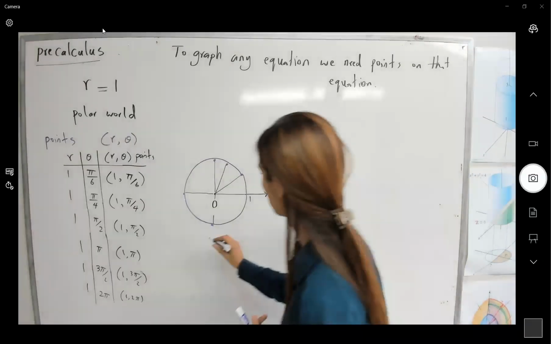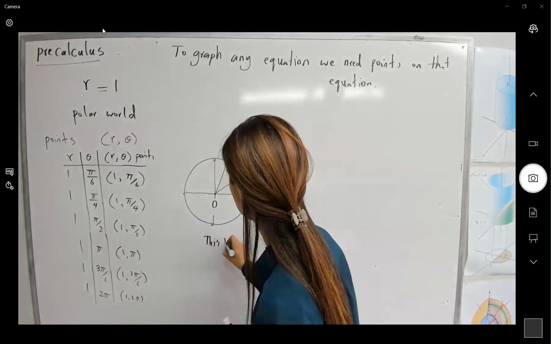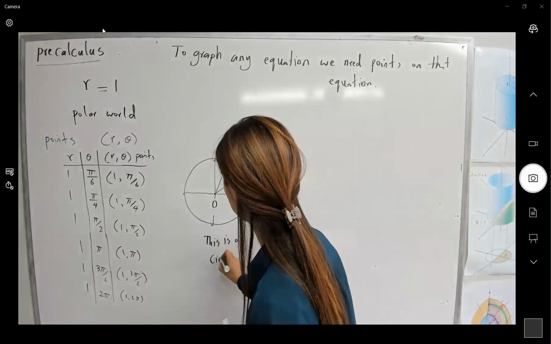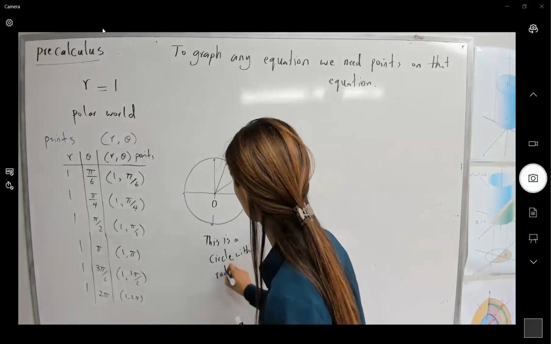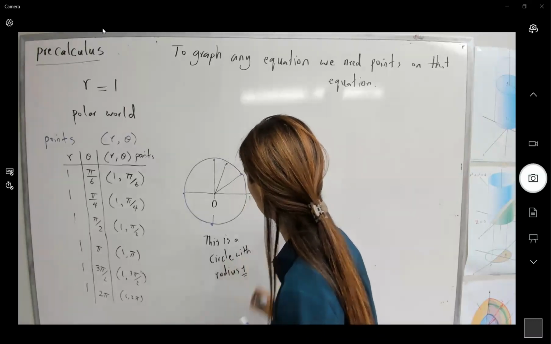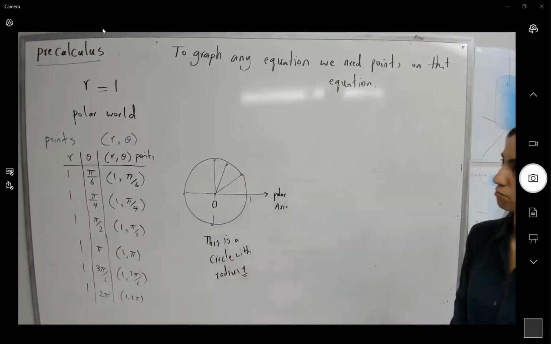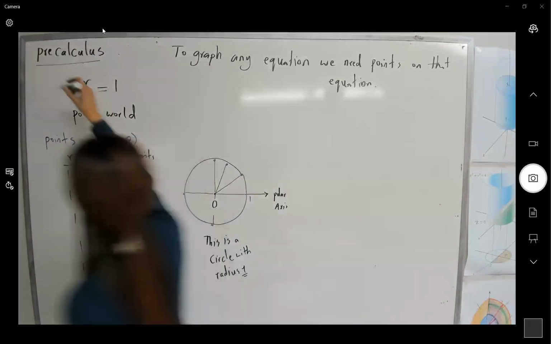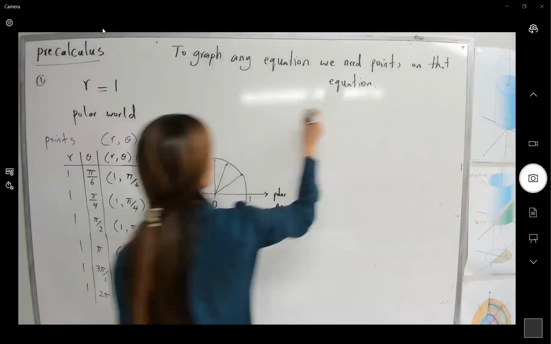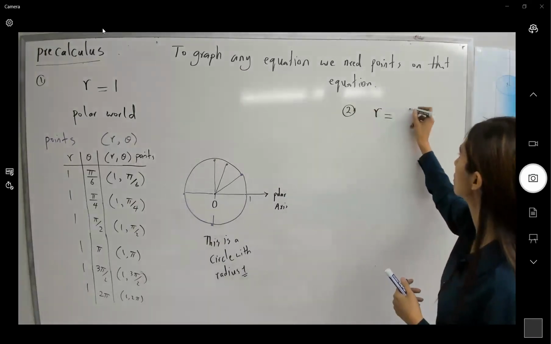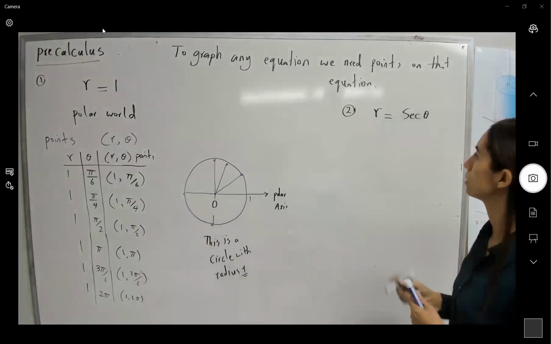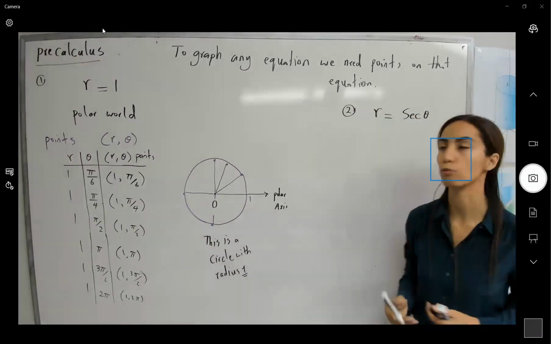This is a circle with radius 1. Okay, this is the first equation. Suppose I give you another equation: r is equal to secant theta. I ask you to graph this in polar world.